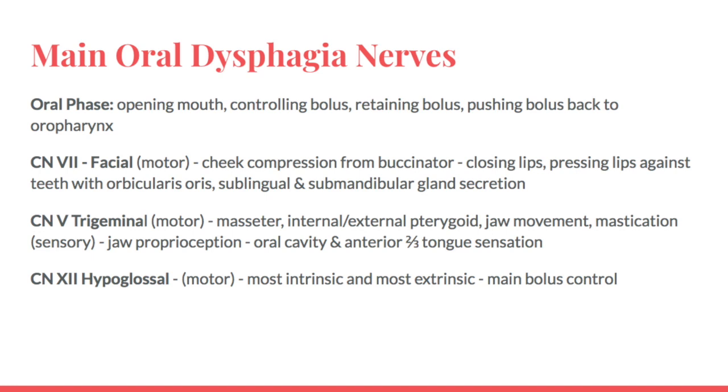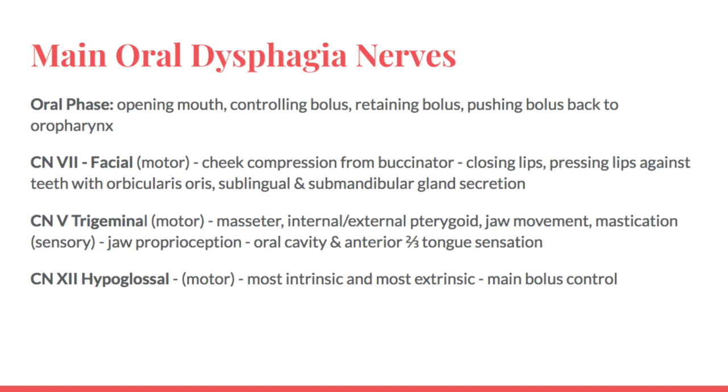The oral phase of swallowing mainly includes voluntary movement, consisting of biting the food, chewing the food, making a bolus, and pushing it back to the oropharynx. For the facial nerve in swallowing, we're mainly talking about the motor movements of the buccinator and the orbicularis oris.